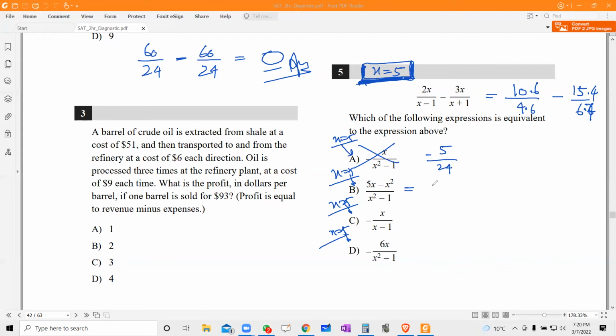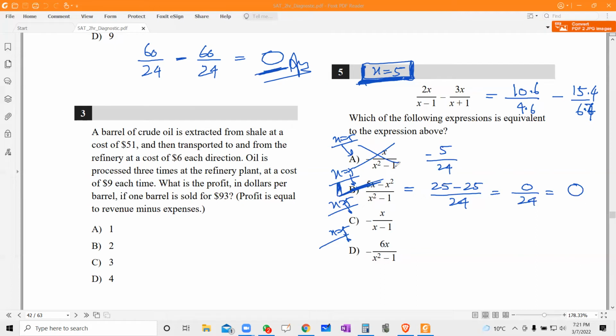Then 5 times 5 is 25, minus 25, divided by 25 minus 1, that's 24. How much is it? 25 minus 25, 0. So 0 divided by 24 is 0. So we got the answer. Option B.